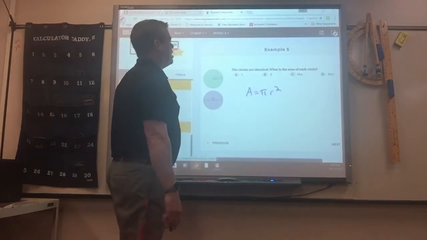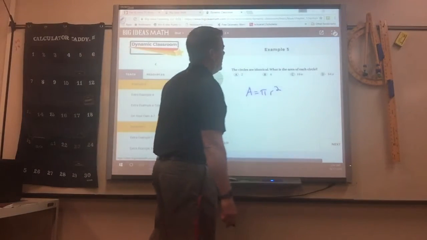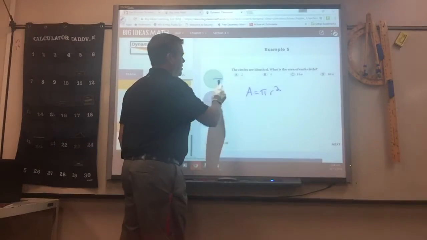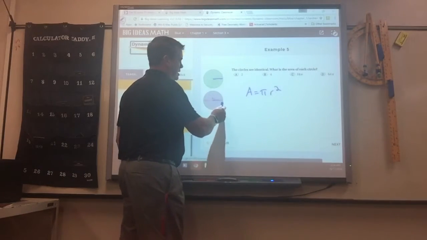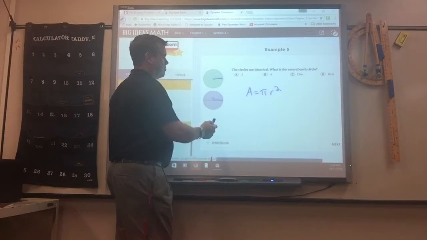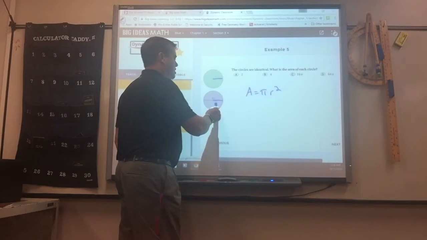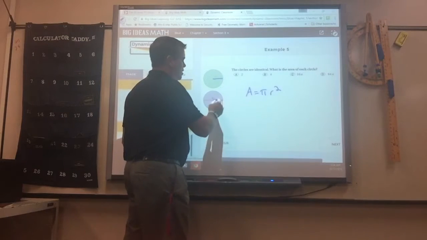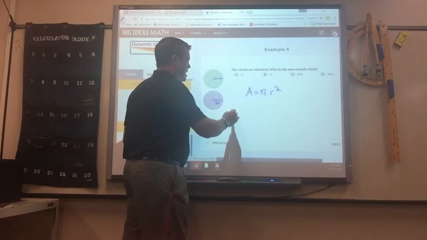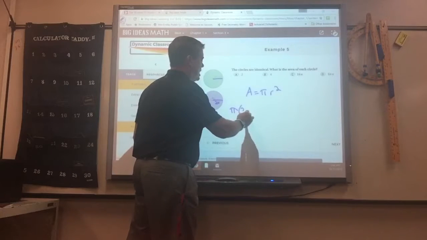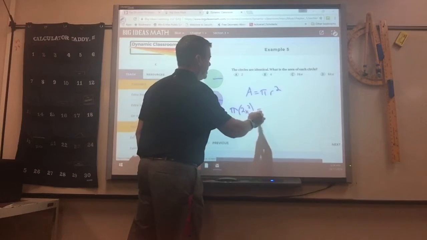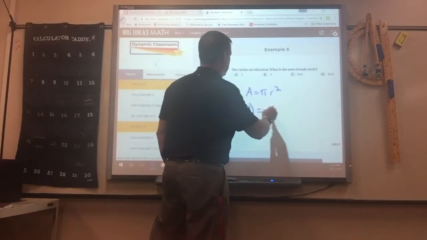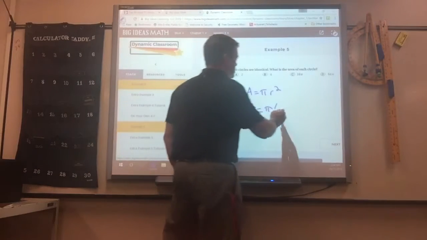So the circles are identical. What's the area of each circle? This one's a little tougher to do. This one's a little easier to do, because this radius is 2x, right? Yeah. So in order to find this area, we would take pi times 2x squared. And it's going to equal this one, which is pi times x plus 2 squared.